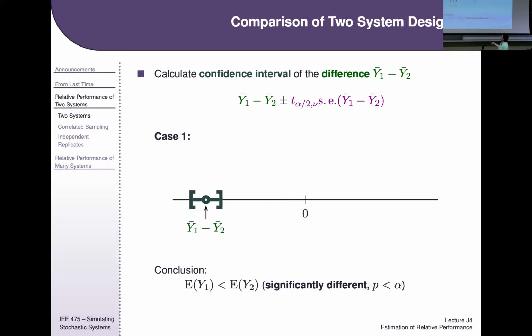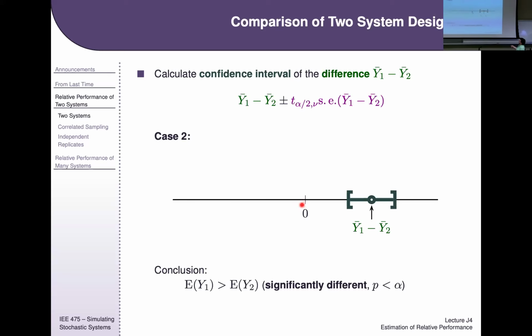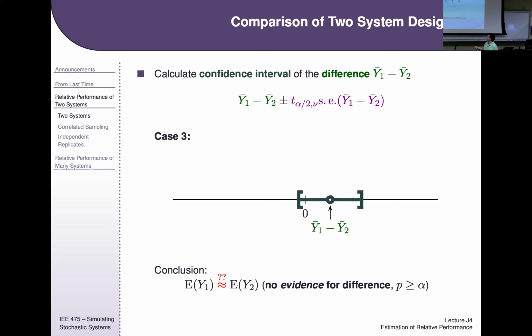And so if the confidence interval was totally over on this side of 0, so 0 is not in it, then we can infer that the system 2 metric is significantly higher than the system 1 metric. If on the other hand, it's on the other side, so 0 is not included, then we can conclude that the system 1 metric is significantly higher than the system 2 metric. But if 0 is included, we can't say anything.